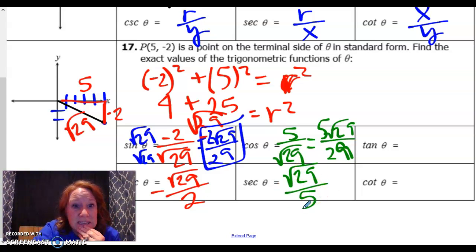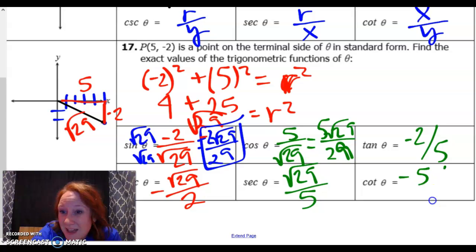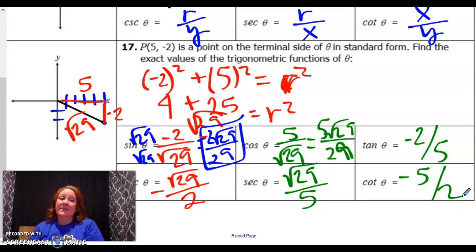Tangent: negative 2 opposite over adjacent, so negative 2/5. And then cotangent is negative 5/2. Those just take some thought, so make sure that you're drawing the picture. This is one of the things that people forget the most, but it's important that you can put this together conceptually.